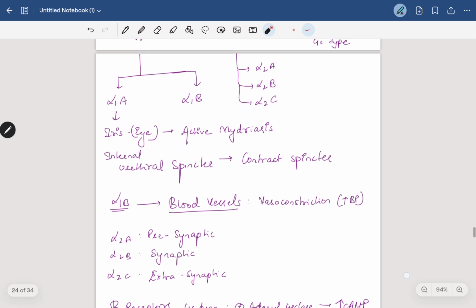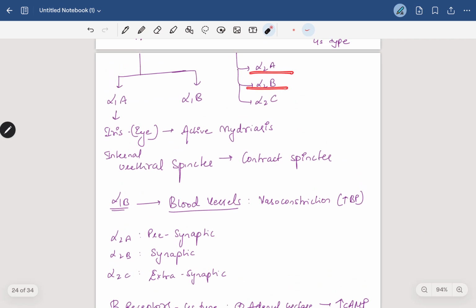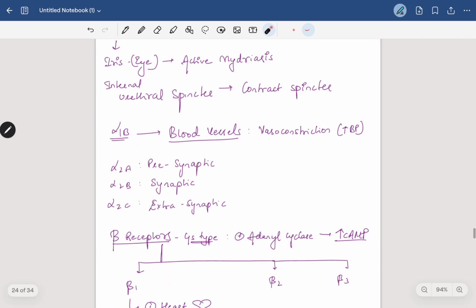Alpha 2 is again of three types, alpha 2A, alpha 2B, alpha 2C. See, where is it present? Alpha 2A is present on presynaptic. Alpha 2B is present on synaptic. Alpha 2C is present on extrasynaptic. And all these receptors are GI type, so therefore they cause inhibition.